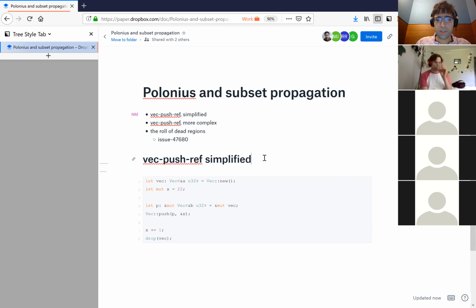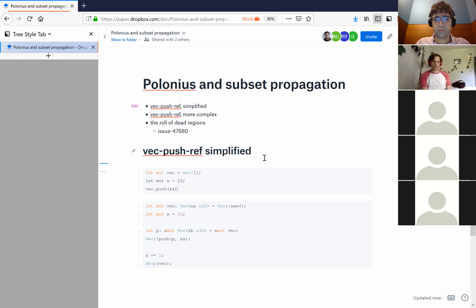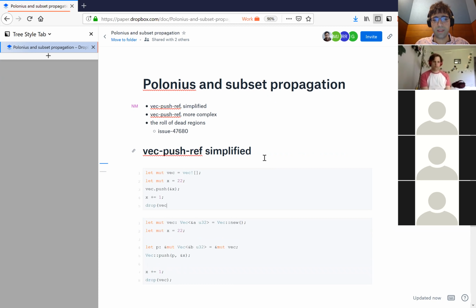So actually, first let me show you what the Rust code would look like that you might actually write. Something like this, right? So you have a vector, you have a local variable, you push a reference to the local variable into the vector, and you try to mutate the local variable. And the idea is this should be an error because we still have a shared reference to it, so it's not allowed to change at that time, right?